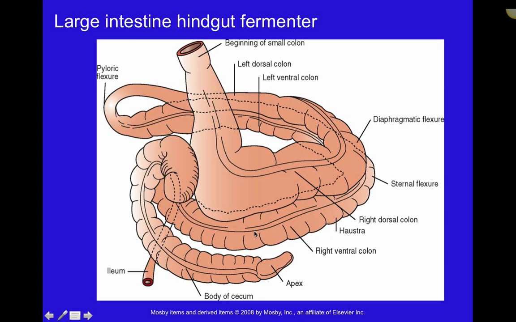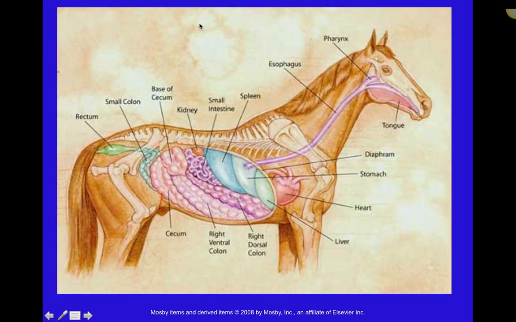So it makes its way through the right ventral colon, past the sternal flexure, up through the left ventral colon, continuing on. Then it becomes the left dorsal colon, the right dorsal colon, pardon me, and the beginning of the small colon. And the small colon is more dorsal and it's more caudal. This is how it's set up. Another good one to know for a test.